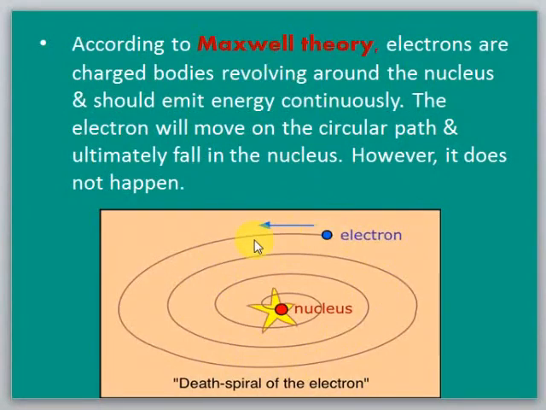As it is moving continuously, it will radiate or emit energy continuously. And if it is continuously emitting energy, a time will reach when this electron will run out of energy. So when it runs out of energy, what will happen? It will fall into the nucleus and the atom will get destroyed. But it does not happen. As you know, the atom is an extremely stable particle. Rutherford was unable to explain the stability of the atom.